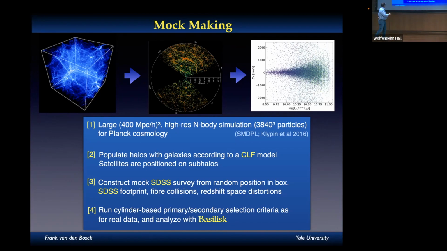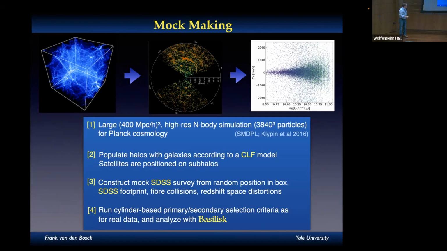So we start by taking a very large cosmological volume, N-body only simulation. This is the SMDPL simulation, for those of you who are familiar with it, for the Planck cosmology. We populate the halos with galaxies according to a conditional luminosity function model. And we position the satellites on the subhalos. And the satellites therefore get the positions and the velocities of the subhalos. So we're not assuming that the satellites obey the Jeans criterion. They only obey the Jeans criterion to the extent that subhalos do.